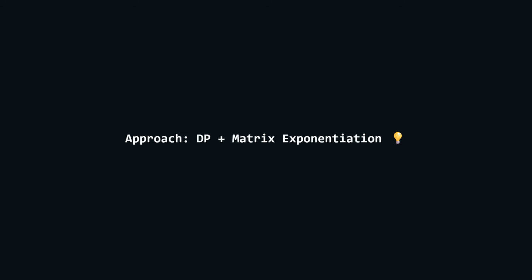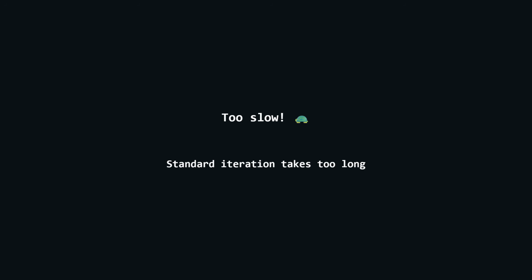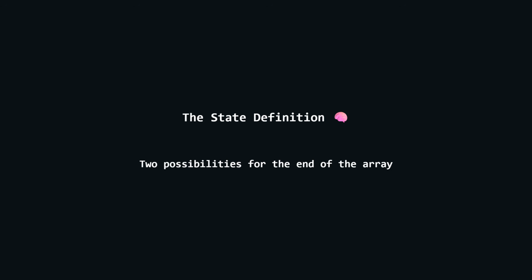For our optimal solution, we are going to use dynamic programming combined with a math trick called Matrix Exponentiation. The reason we need fancy math is because our target length can be up to 1 billion. Standard step-by-step algorithms, which we used on the easier version of this problem, would just take way too long to reach a billion. To set up the math, we track 2 possible states for the end of our current sequence.